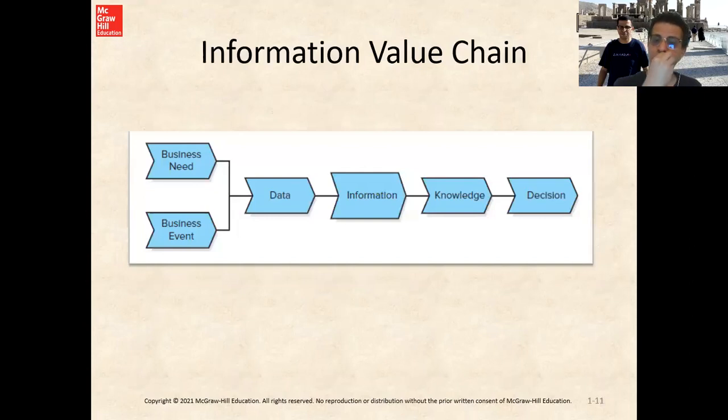So the information value chain: there is value in the information when there is a business need and there is a business event. From the business need and the business event, you put some data together, and these data put together will create some kind of information. And this information will create some kind of knowledge, and then a decision will be created. That's in general, but this can also be applicable in the IT field.